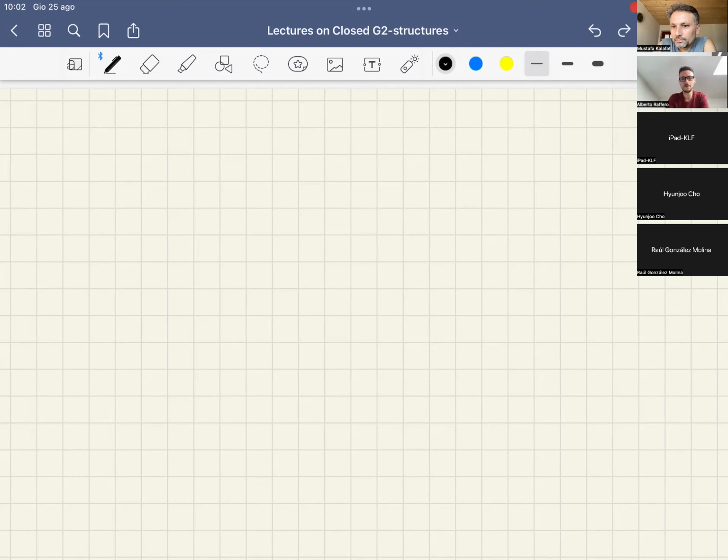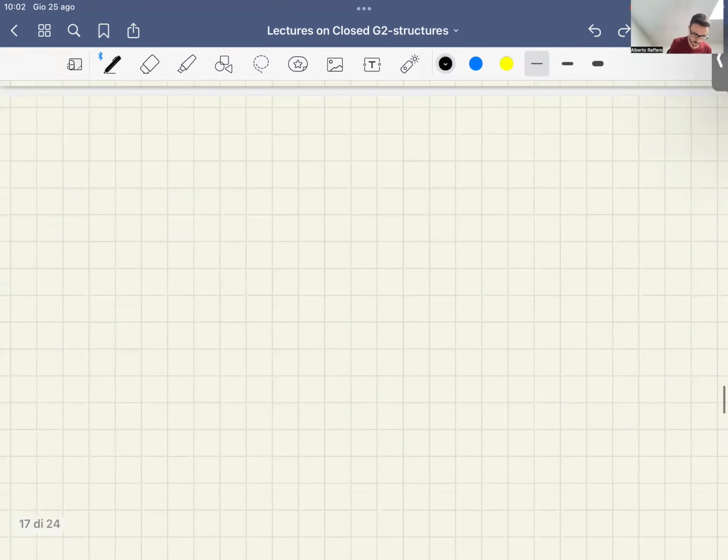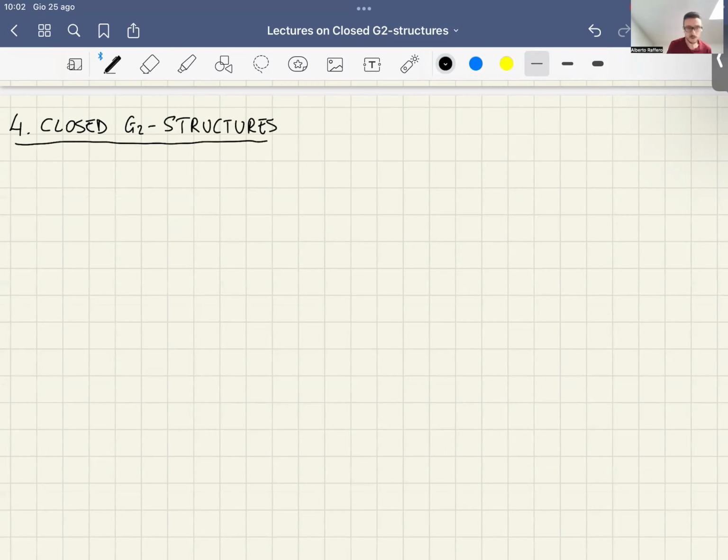So we can continue with this mini course on closed G2 structures. And after the first two lectures where we saw some introductory part to G2 structures from a general point of view, starting from today, we will focus on closed G2 structures. So let's start recalling something we saw 2 days ago, and which is the following.